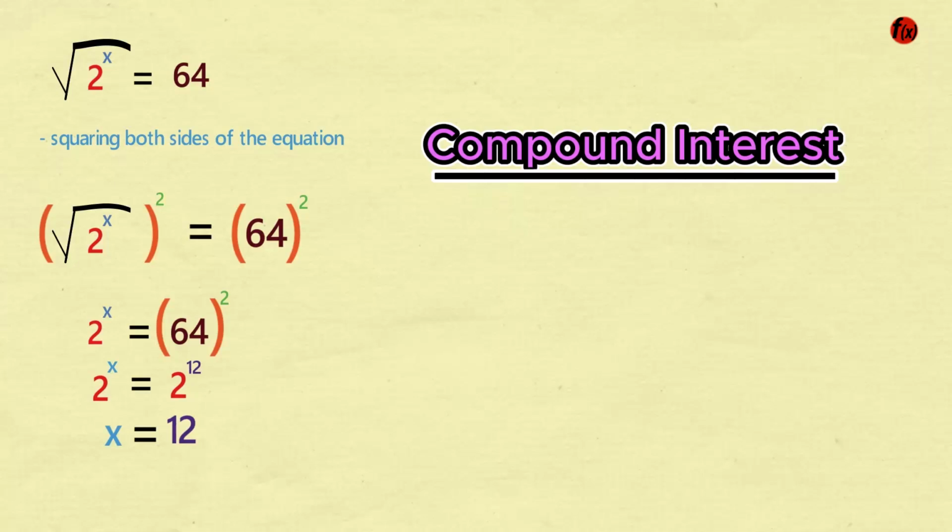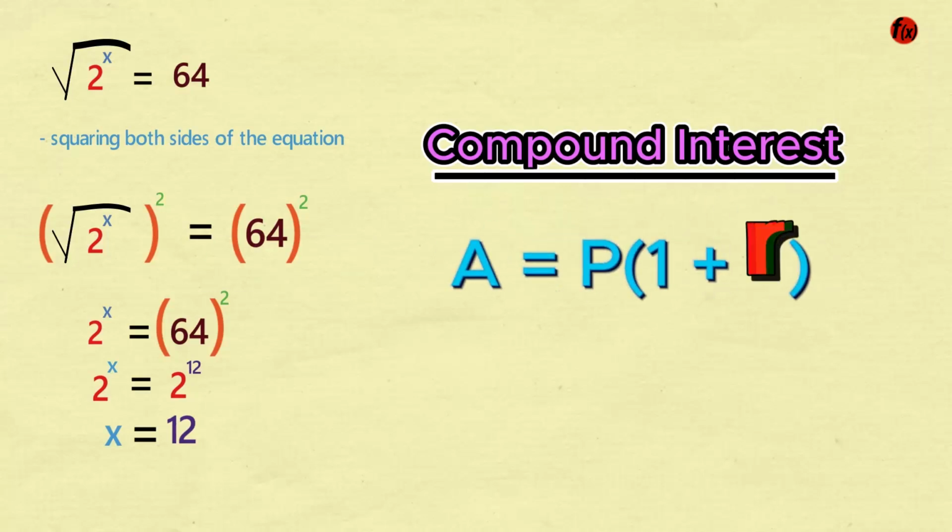The formula for compound interest is A equals P(1 + R/N) to the power NT, where A is the amount of money accumulated after N years, including interest. P is the principal amount, the initial amount of money. R is the annual interest rate, in decimal. N is the number of times that interest is compounded per year. T is the time the money is invested for, in years.